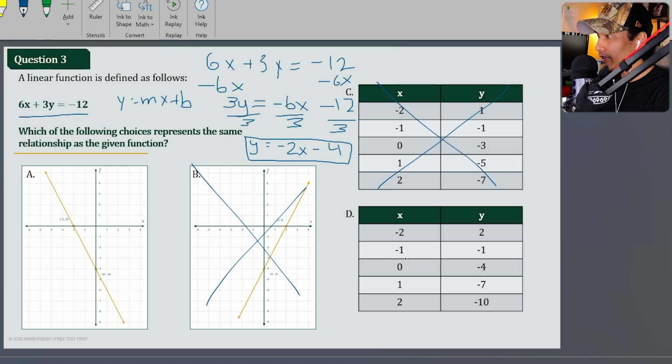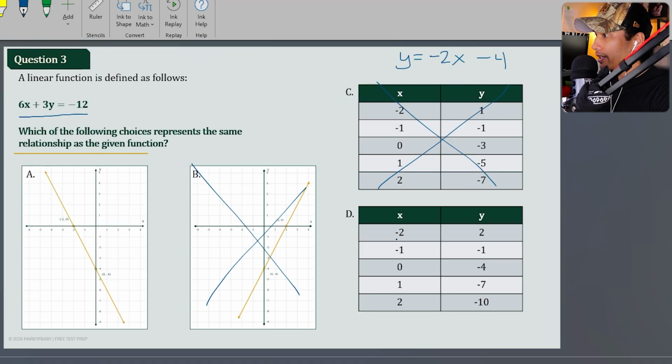Now I have D, and D does have 0, -4. It does check out for the y-intercept. So I'm just going to write this right here so I have some room to write. -2x minus 4. Okay, so I'm going to plug in -2 and 2. So I'm going to plug it in. 2 equals -2 minus 2 minus 4.